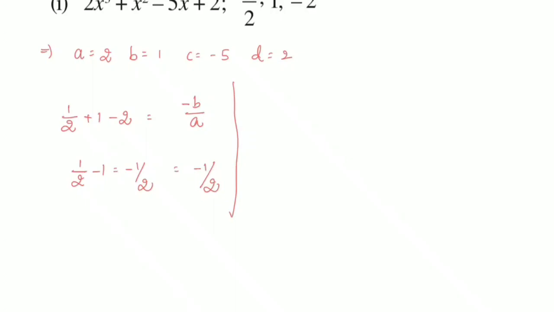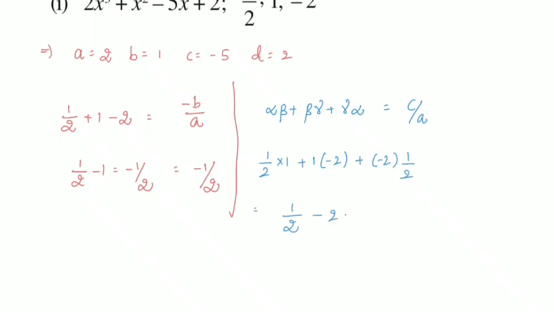Now look at the second. The sum of products, which is alpha beta, beta gamma, gamma alpha, is actually equal to c by a. So alpha beta is 1 by 2 into 1, plus 1 into minus 2, then plus minus 2 into 1 by 2. You get 1 by 2 here, minus 2, minus 1.